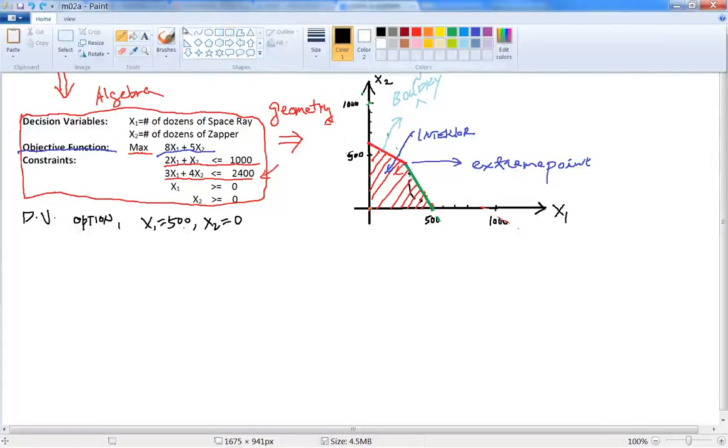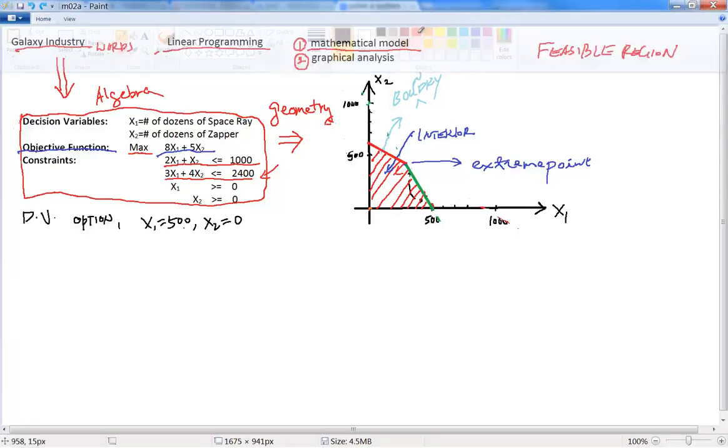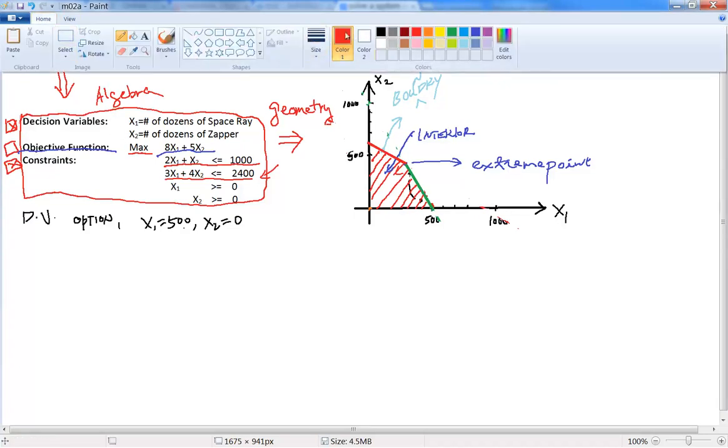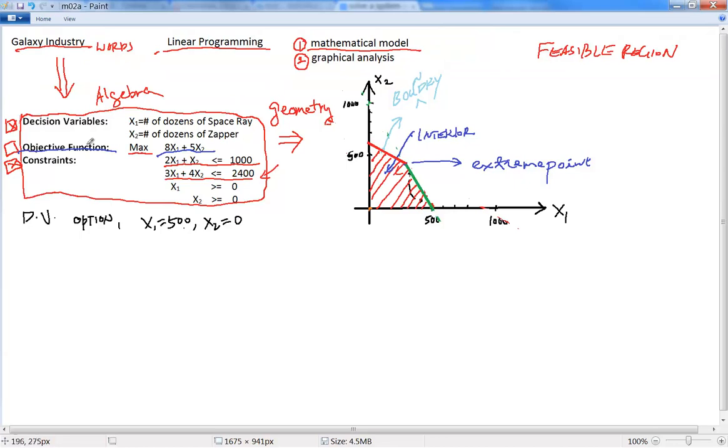So in previous videos, we have explained what the geometric interpretation of decision variables and constraints are. So here we're going to continue to introduce the geometric interpretation of the objective function. Now for that, I want to take another look at the production plan that we called option 1 previously.